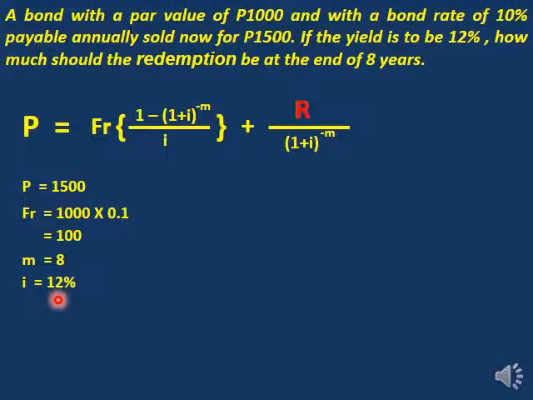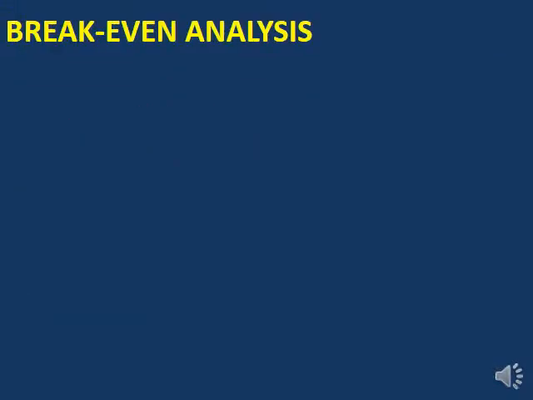Okay, so the only unknown here is now the R. So we can now compute the R, and that is equal to 2,484, the redemption price of the bond. Okay, I will now proceed to the break-even analysis.